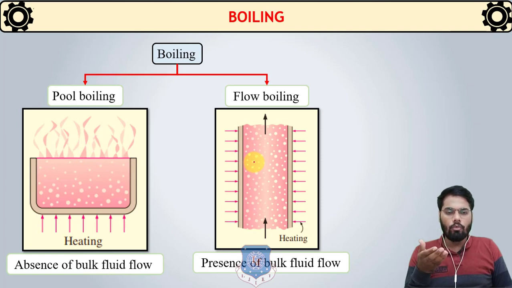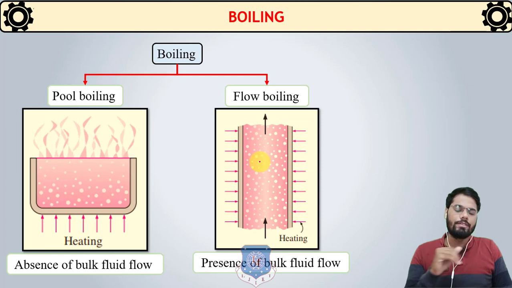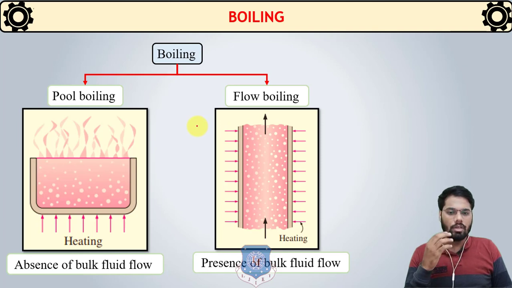When water or any fluid is flowing by some external means like a pump, and at that time boiling occurs, it is known as flow boiling, when there is a presence of bulk fluid motion. So boiling is mainly classified in two categories: pool boiling and flow boiling. In pool boiling, there is absence of bulk fluid motion. In flow boiling, there is a presence of bulk fluid motion by some external arrangement like pumps.